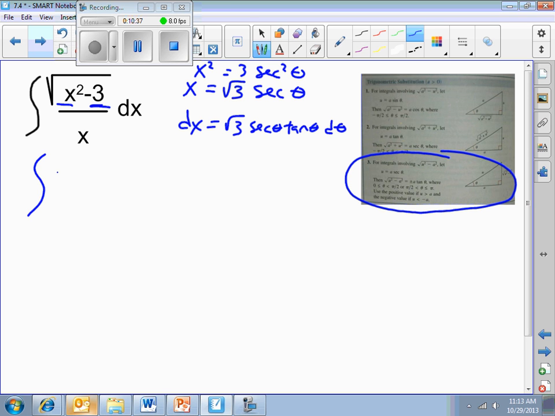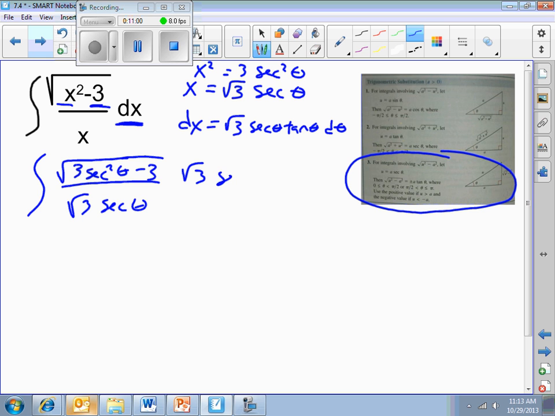This is the square root of x squared, which is 3 secant squared theta minus 3. I just substituted 3 secant squared theta for x squared, over x, which is radical 3 secant theta, times dx, which is radical 3 secant theta tangent theta d theta. Looks much simpler now, doesn't it? Well, let's try to simplify and see what we can do.